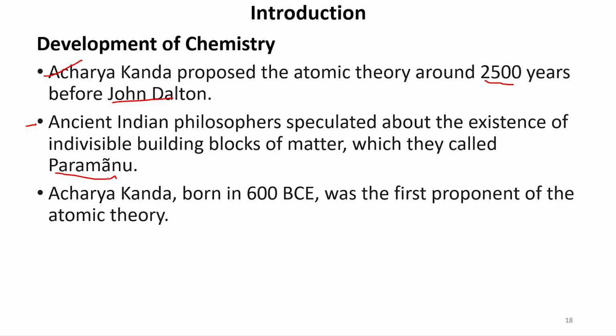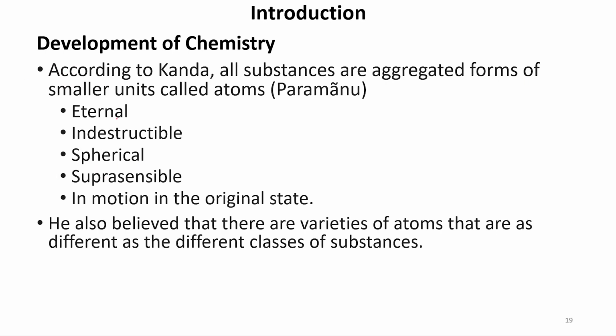Talking about Acharya Kanada, he was born in 600 BC and was the first to propose the atomic theory. According to his atomic theory, atoms were eternal and indestructible. It is the same as the law of conservation. You can say they cannot be destroyed, indestructible, the same word. So the modern law of conservation has references from Acharya Kanada. The atom was spherical in shape, as in the modern theory, and it is in constant motion.